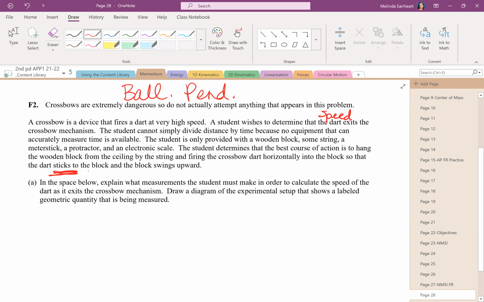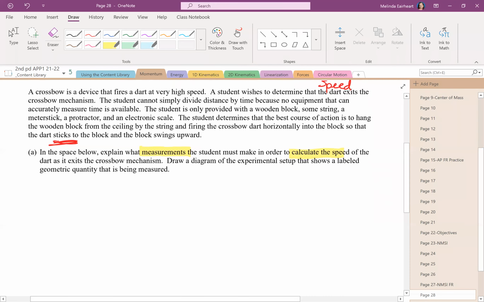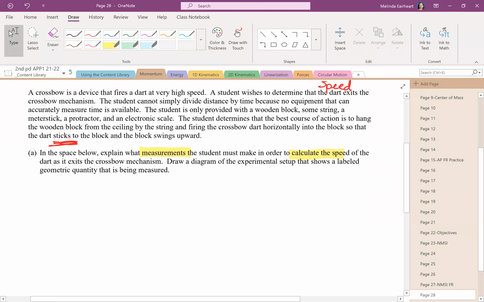In the space below, explain what measurements the student must make in order to calculate the speed of the dart. So maybe we need to know the setup of the calculations so we know what to measure. So typically your electric scales, it's not a force scale, it's going to give you mass. They usually say spring scale or force scale to measure force. Those do exist. Okay, draw a diagram of the setup that shows a labeled geometric quantity that is being measured.